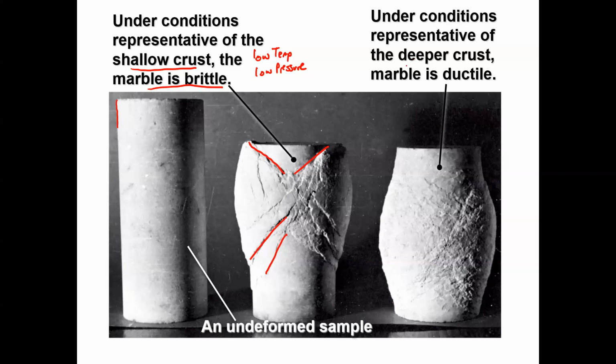Now, strangely, if we do it in conditions representative of the deeper crust, so we have a higher temperature and a higher pressure, if we deform that same rock, we will deform it in a ductile way. You don't see any individual cracks in this rock, at least very few, maybe one there. But for the most part, it looks like this rock has deformed all at once and it's sort of bowed outward without cracking in any individual spot. And we would call this ductile.